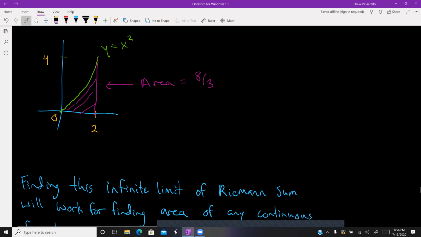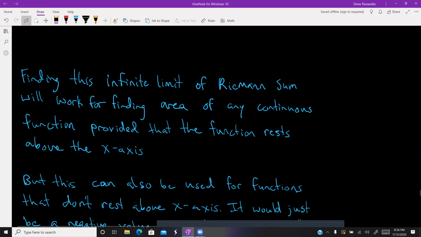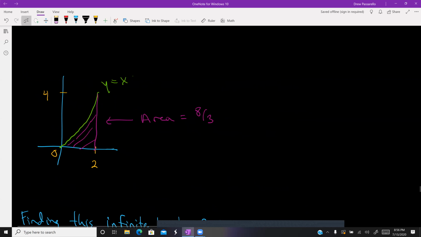All right, and so finding this infinite limit of Riemann sums will work for finding the area of any continuous function, provided that the function rests above the x-axis. So in our example, we had x squared. The green curve is lying above the x-axis. So the purple region represents the area under that green curve, bounded from the x-axis to the curve.